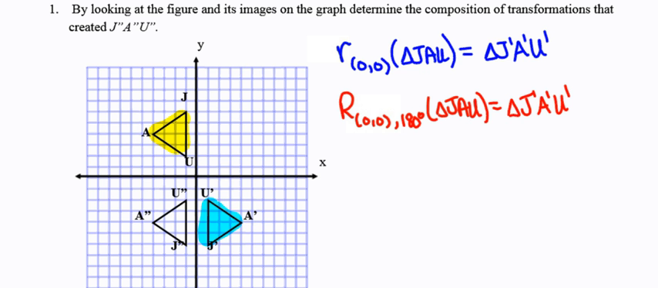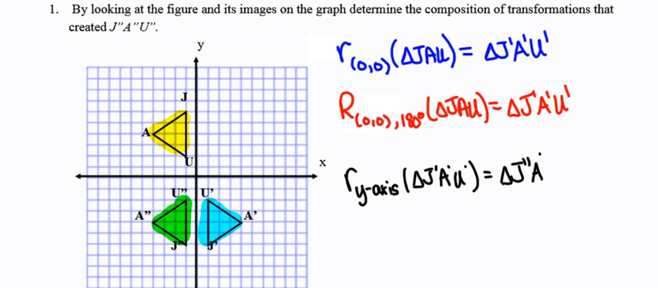The second thing that we did here is we took this blue triangle, and from that blue triangle, it was transformed in some way, shape, or form to get the green triangle. That one I think is a little bit easier to identify. All they've done is flip the blue one over the y-axis, and from that they've obtained that second triangle. So that's a reflection over the y-axis of triangle J prime, A prime, U prime. That results in triangle J double prime, A double prime, U double prime.